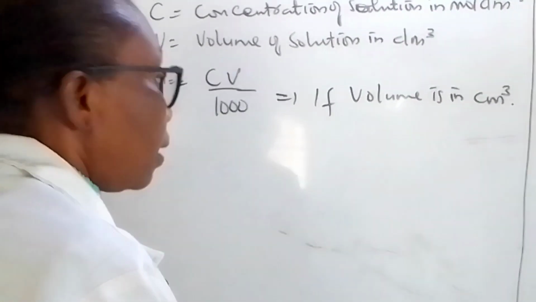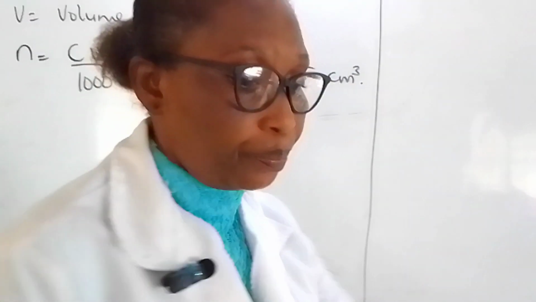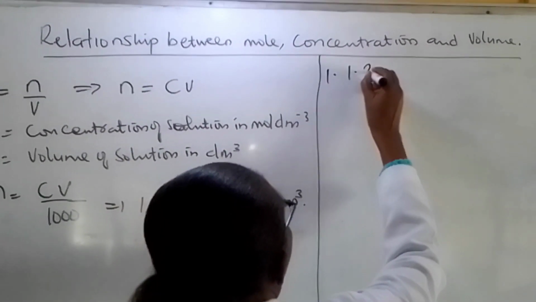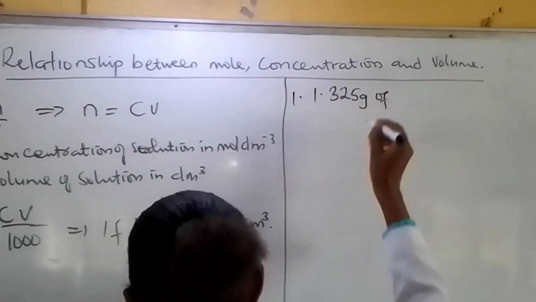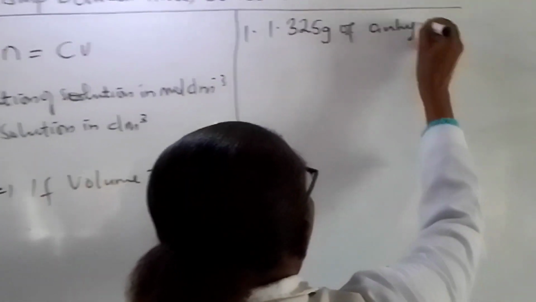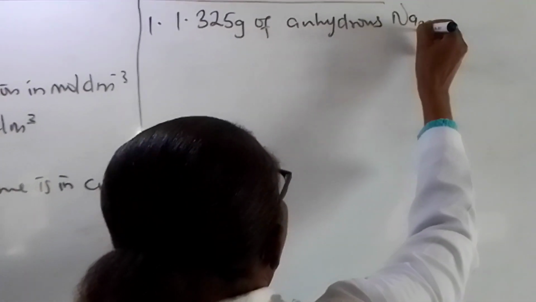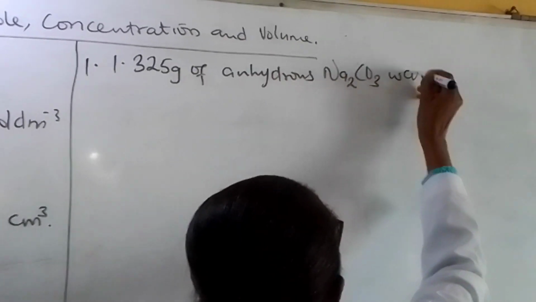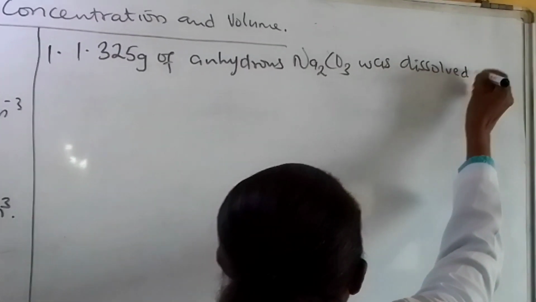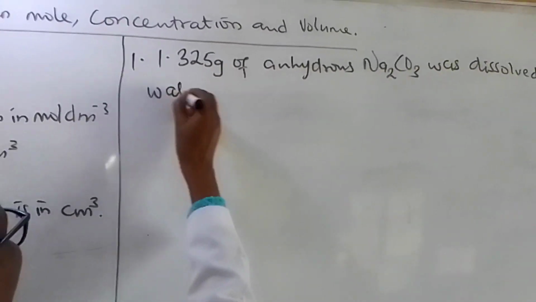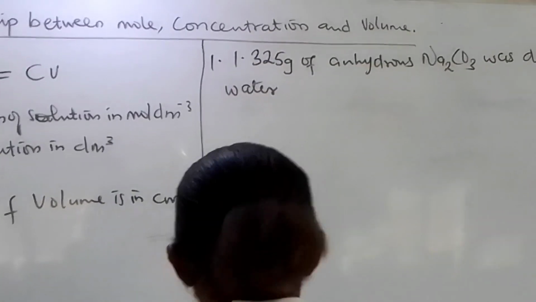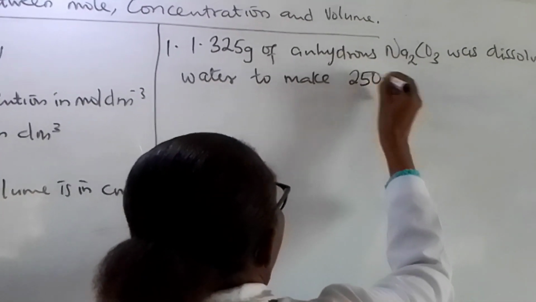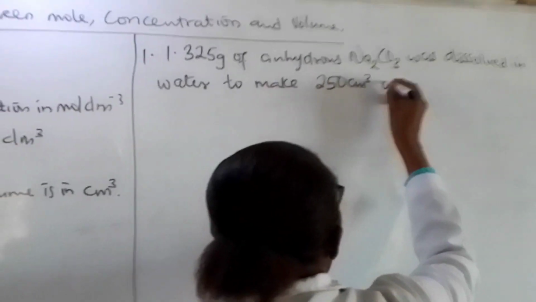Alright, let's take a problem. Number 1. 1.325 grams of anhydrous sodium trioxocarbonate 4 was dissolved in water to make 250 cm cube of solution.